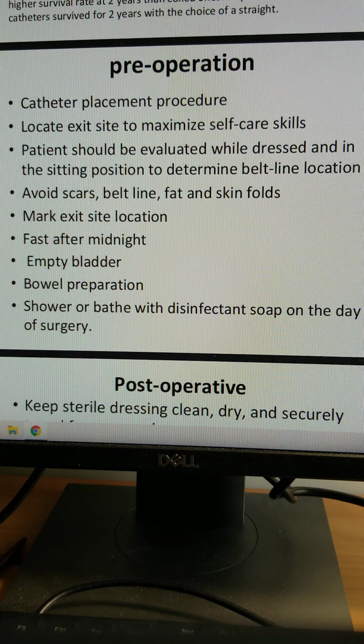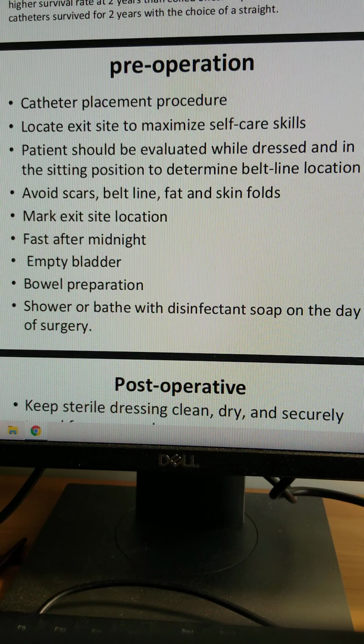Fasting after midnight: no food, no drink, for at least 8 hours before catheter insertion. Also, we need to empty the bladder and the bowel. So for bowel preparation, in the case of a previous history of constipation, we can use mineral oil, an enema, or a suppository on the evening before surgery to empty the lower colon.